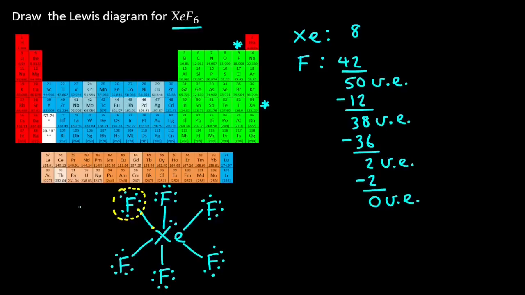So fluorine has 7 valence electrons, minus 7 assigned electrons, which is 0. So each fluorine has a formal charge of 0. And for xenon, we have 8 valence electrons minus 8 assigned electrons, which also gives a formal charge of 0. So this is our likely Lewis diagram.